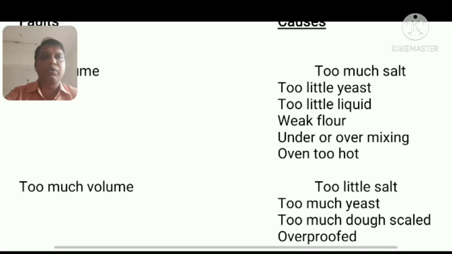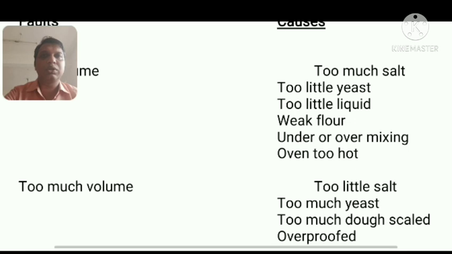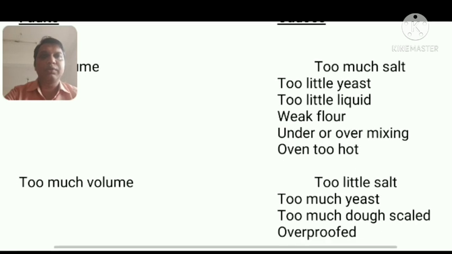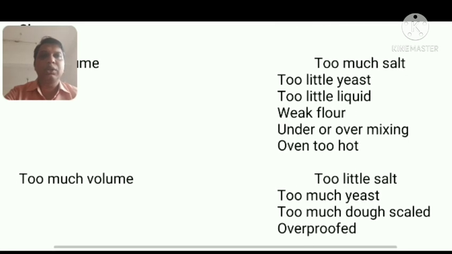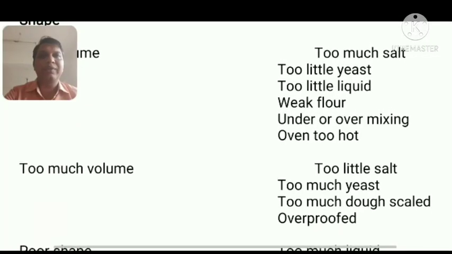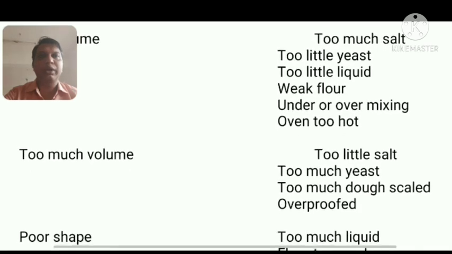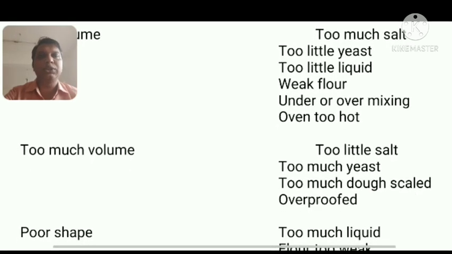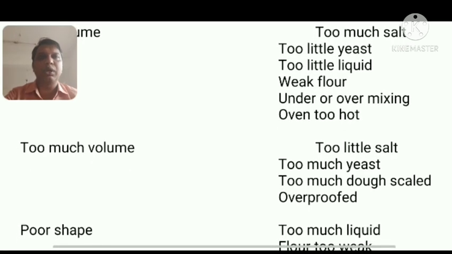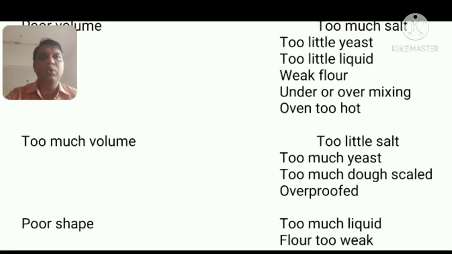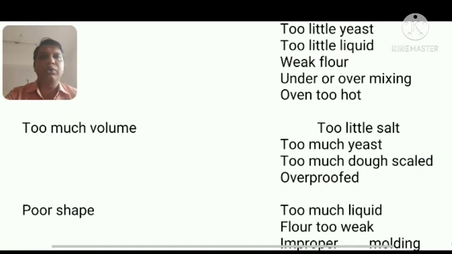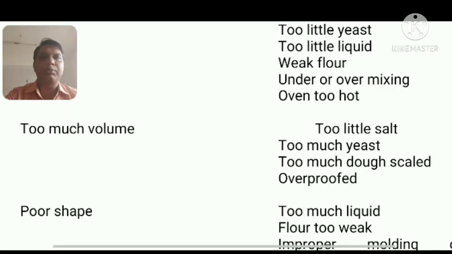Then under or over mixing means the dough is not properly mixed. You will find somewhere the yeast and salt are there, and somewhere they are not, so mixing of the dough is also important. Sometimes the oven is too hot and destroys the protein strands, and the trapped gas comes out quickly, which makes a hole, and the volume is not up to the standard.